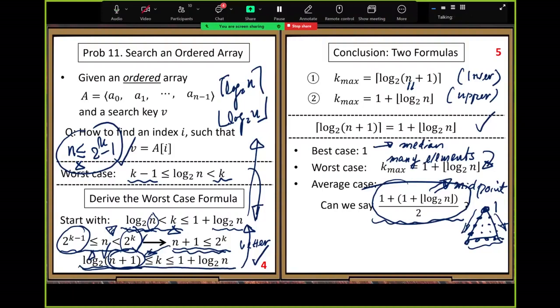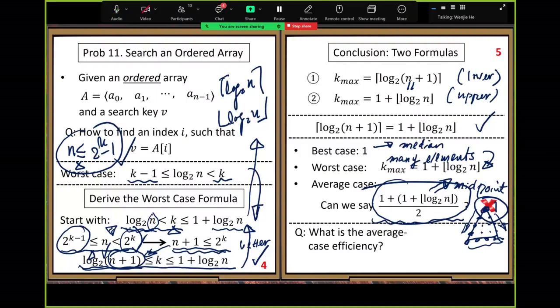But the next question is how to calculate average case efficiency. So do not use this formula, it's wrong. The question is, what is the average case efficiency and how to calculate it? For the calculation, I'd like to give you a simple formula. What's the right way to calculate it?